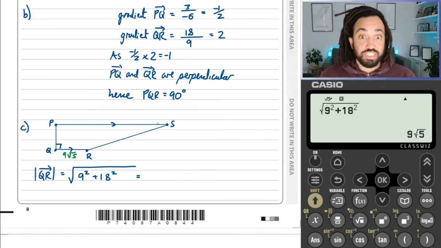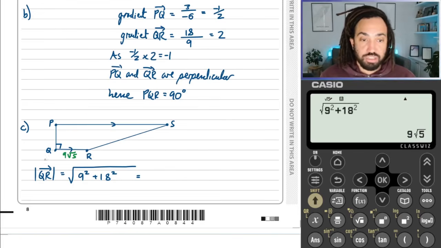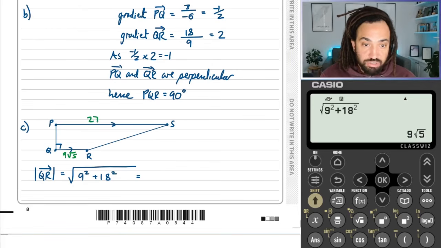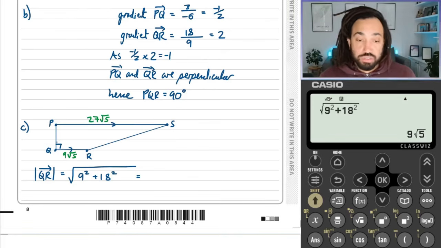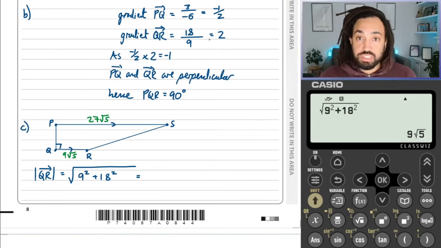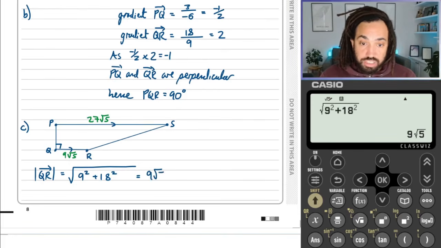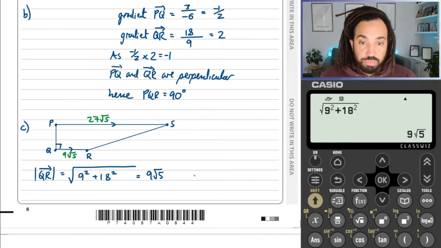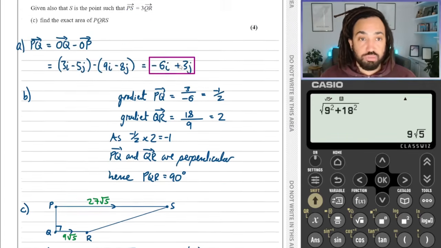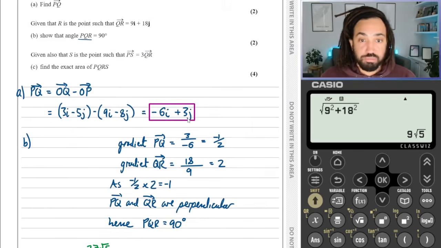Now we know that PS is 3 times that, so if we times that by 3, that's 27 root 5 up there. So now, in order to use the area of a trapezium, we just need the distance in between the 2 parallel sides. So we need PQ. We need the distance of PQ. So what is PQ? We worked that out here, PQ in this purple box.